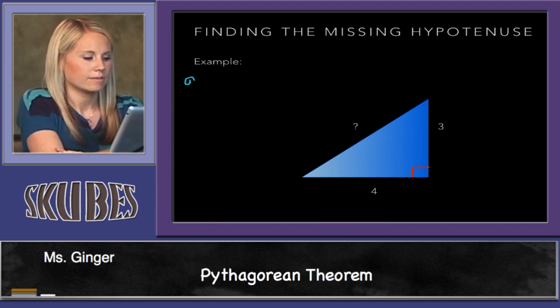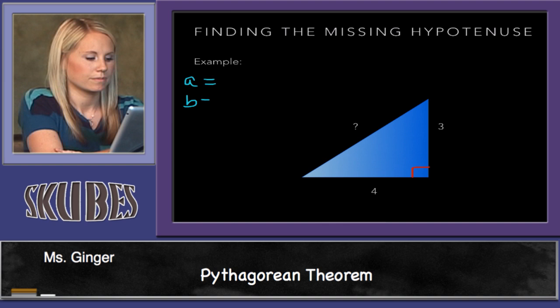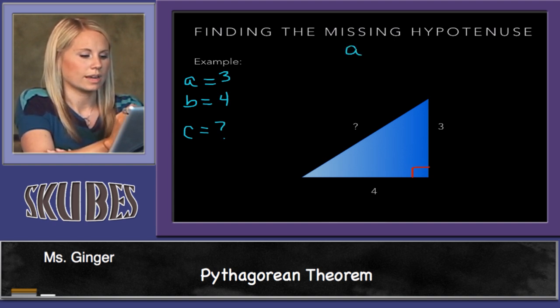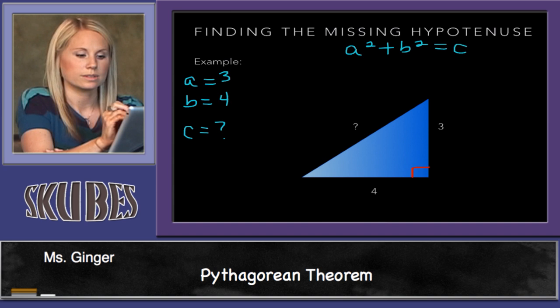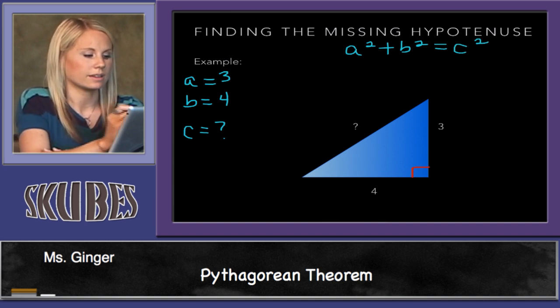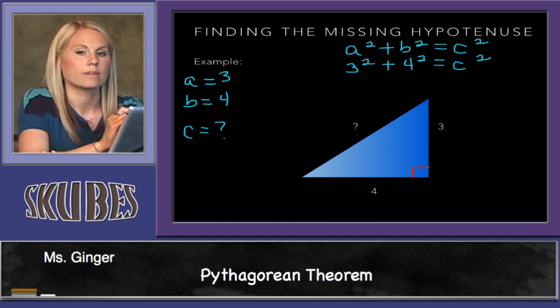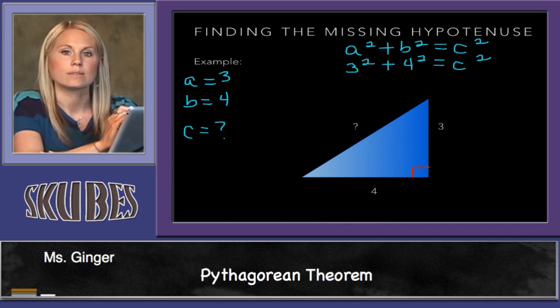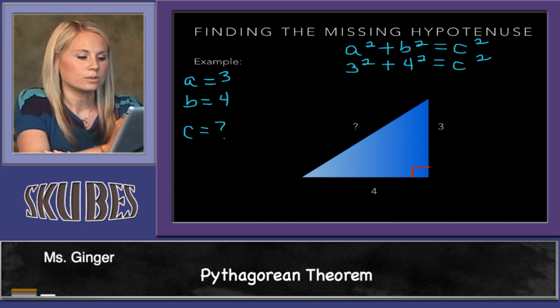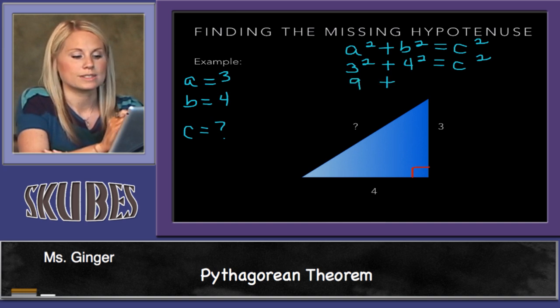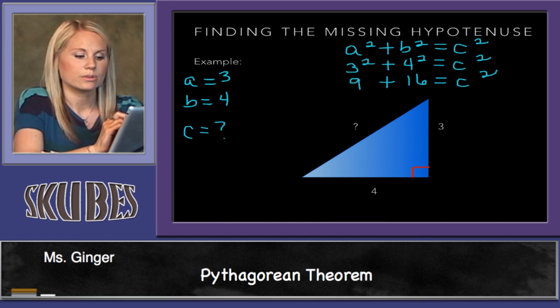Alright, so I have an A and a B given. That's 3 and 4. And I don't know C. So we're going to fill it in to A squared plus B squared equals C squared to help us find that missing side length. So I'm going to insert 3 here for A and 4 for B. And just use a little bit of algebra steps to solve and get that C by itself and solve for it. So 3 squared gives me 9, 4 squared gives me 16. And when I add those together on that left-hand side, I've got 25.